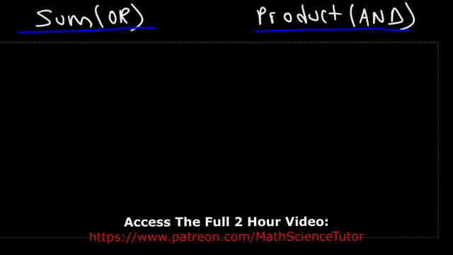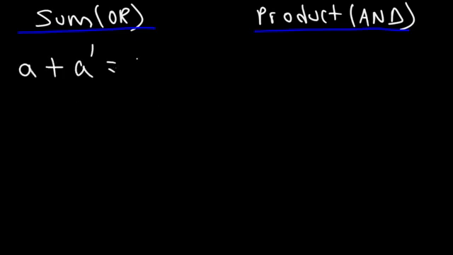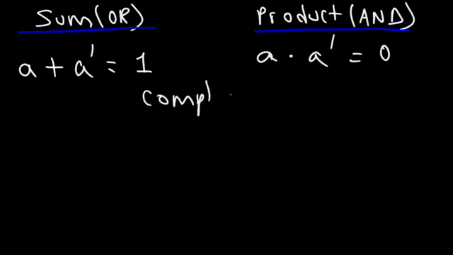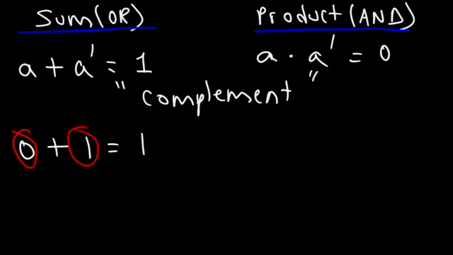Now the next rule that we're going to talk about is the complements. A plus A prime is going to be 1. And A times A prime will always be 0. So this is the complement property. Now using numbers, if you have a 0 and a 1, let's say if A is 0, A prime has to be 1. So when dealing with the OR logic gate, if one of the inputs is in the off state and the other is in the on state, the output will be on. So that's what 0 plus 1 equals 1 means.